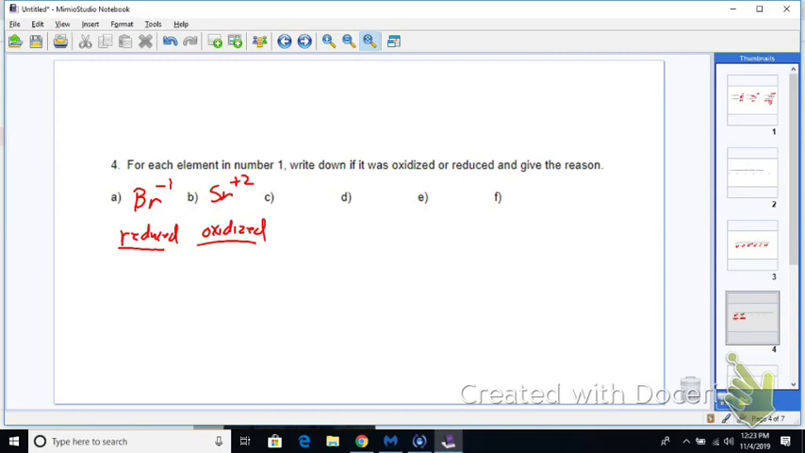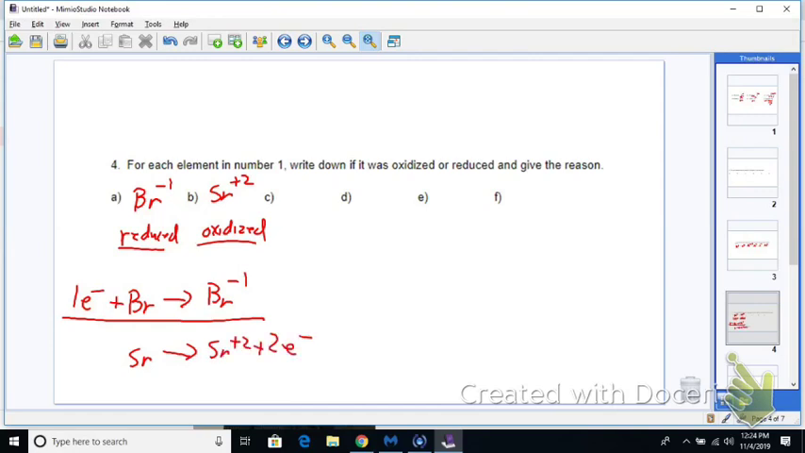Bromine is going from this to this. So meaning it's gaining 1 electron. Okay? That's how you would show something gaining electrons. Strontium, on the other hand, starts out neutral, then it goes to Sr +2 plus electrons. So if it's reduced, electrons are being added to it. If it's oxidized, electrons are taken away from it.